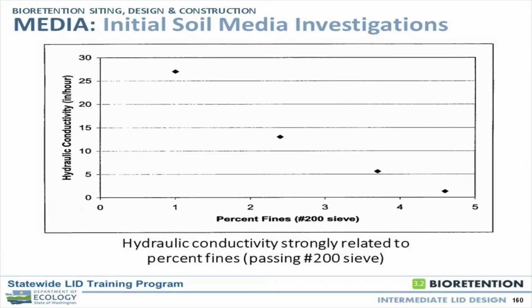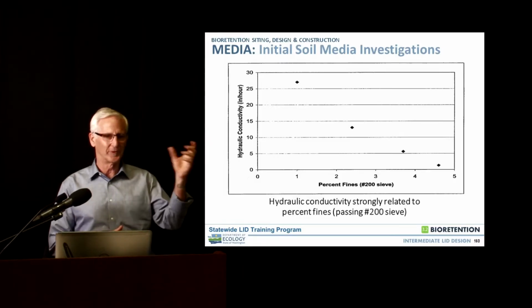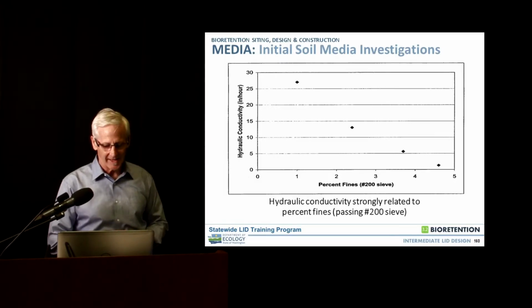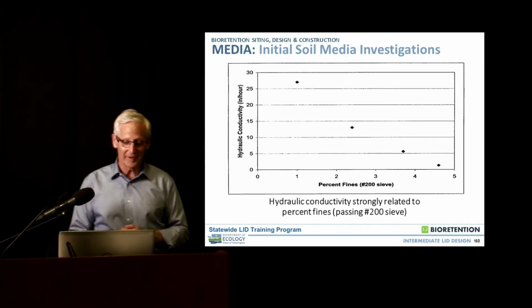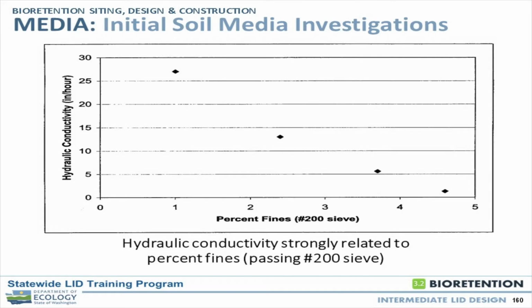They had just under 5% fines, passing the 200 sieve. And some of the gradations seemed to work really well. And so we started gathering those up and testing them. And what we found, on some of our testing of these sands, was looking at the hydraulic conductivity. So to put it in simple terms, that is just the movement of water through a column of the sand, and percent fines. And you can see on this graph here that we found a very strong relationship between percent fines and hydraulic conductivity, a very strong relationship.